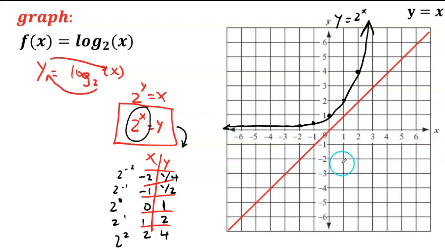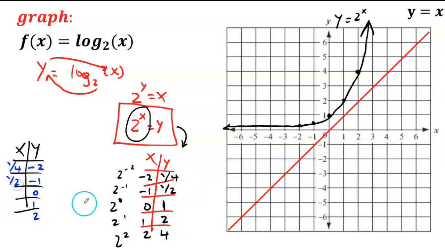To graph my logarithmic function, what's going to happen is I'm going to flip the table values. What's x turns into y: negative 2, negative 1, 0, 1, and 2. And what's y turns into x: 1/4, 1/2, 1, 2, and 4. And now I'm going to plot these values. And this will be my logarithmic function, which is the inverse of the exponential. So 1/4 is negative 2, 1/2 is negative 1, 1 is 0, 2 is 1, and 4 is 2.